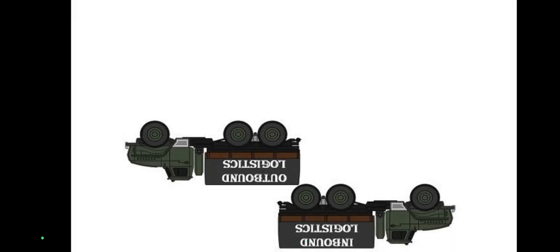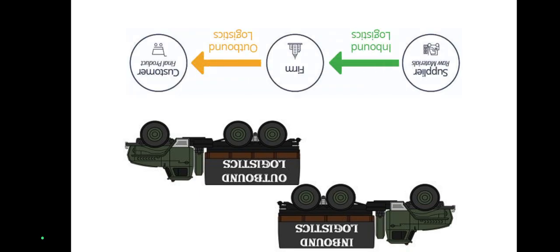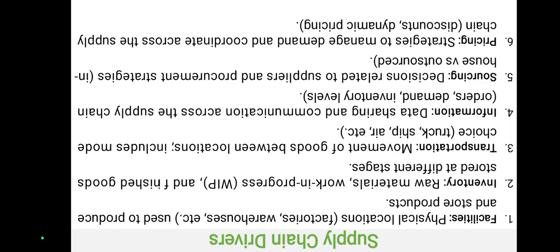Yes, inbound and outbound logistics. Inbound and outbound logistics is nothing but, you can see here, from supplier till the firm, meaning the manufacturing unit or production unit, it is called inbound logistics. From the firm it will reach the customer, it is called outbound logistics, which I already explained. Then there are supply chain drivers.